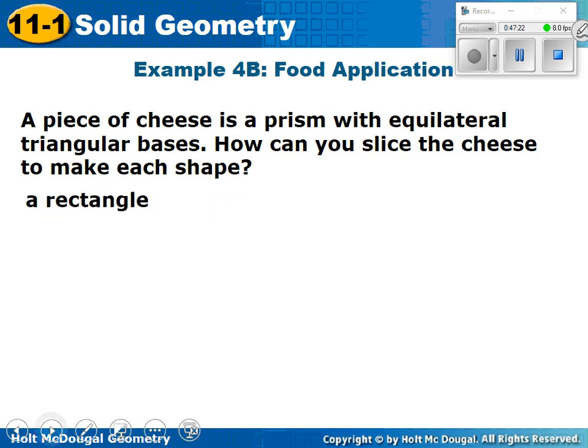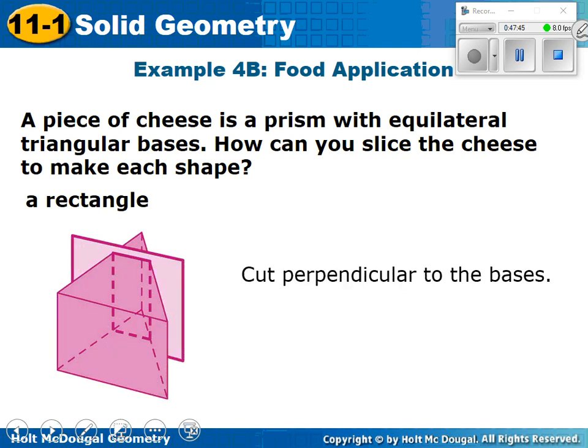If we look at the next one, we want to get a rectangle. It's the same shape. So how are we going to get a rectangle? Parallel to the base or perpendicular to the base? If it's parallel to the base, you're going to get the same shape as the base. What's the shape of the base? Triangle. So it can't be parallel to the base or it'll give you a triangle. It's got to be perpendicular to the base. Do you see how that is? So if you cut it perpendicular to the base, that means you're going through your two bases. You're going to result in this rectangular shape.